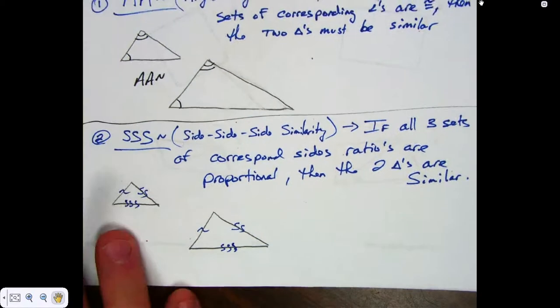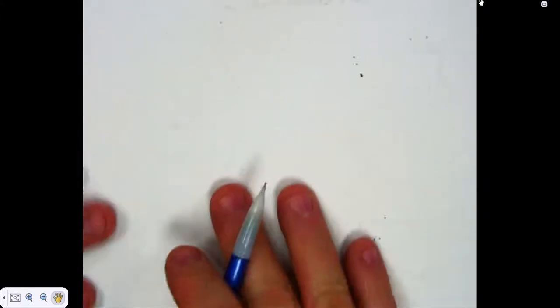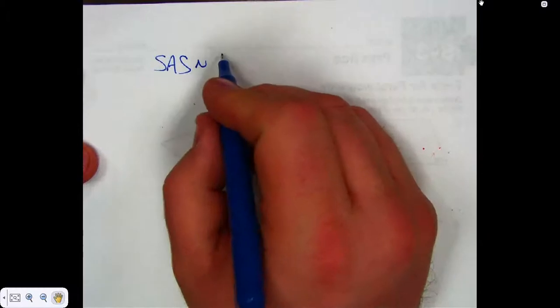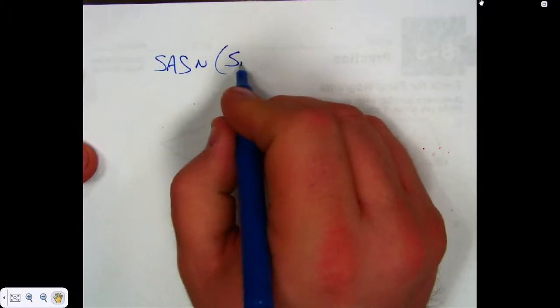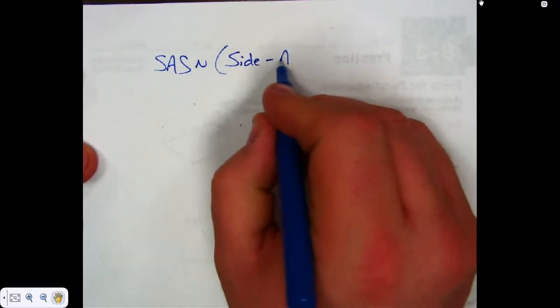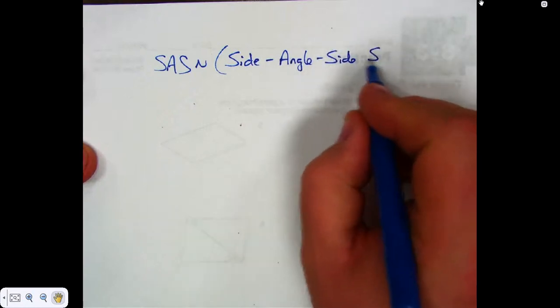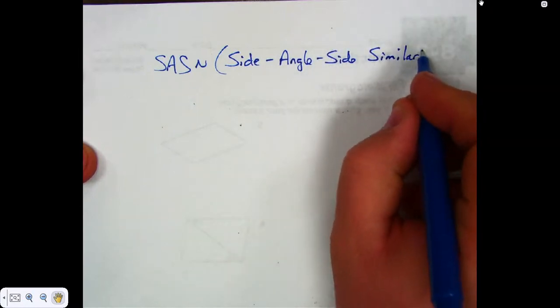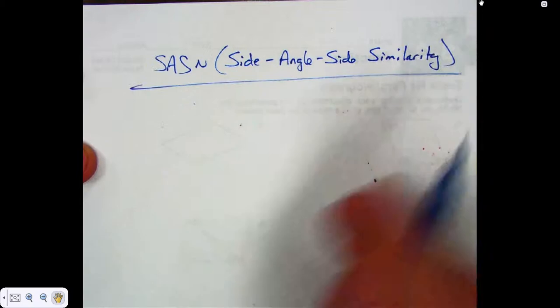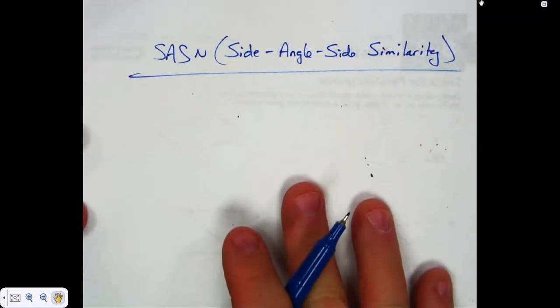Last one. I know you guys will love this. This one is called SAS similarity. And as you would imagine, that means side, angle, side, similarity.